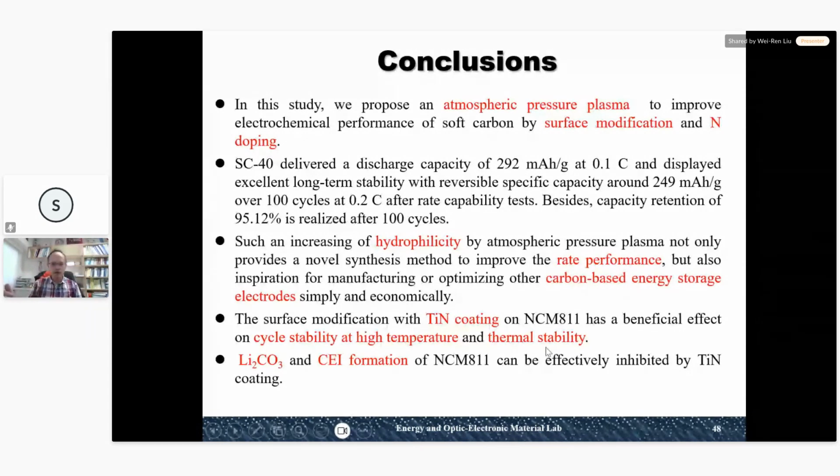The second part, we use the titanium nitride coating on the surface of NCA-A11, not only enhancing the cycle stability, but also the thermal stability. Of course, the titanium nitride could inhibit the lithium carbonate formation, and also benefit the good CEI formation on the surface.